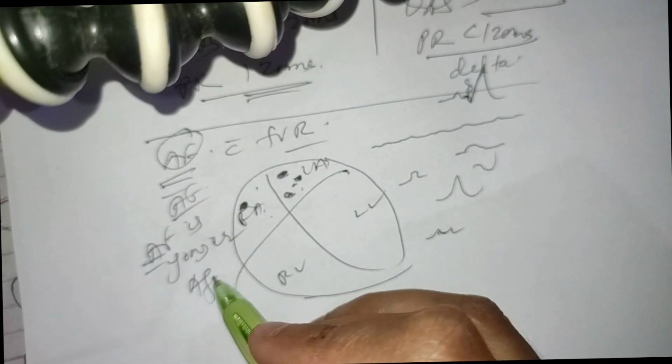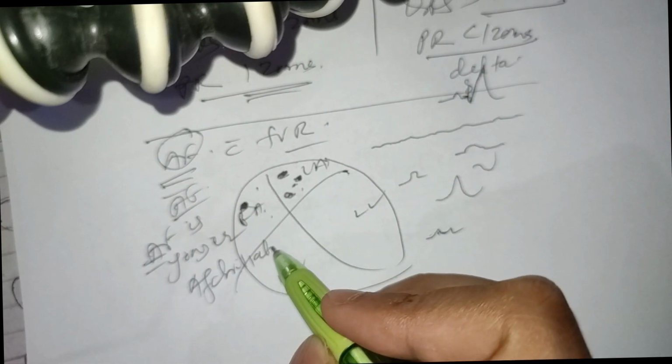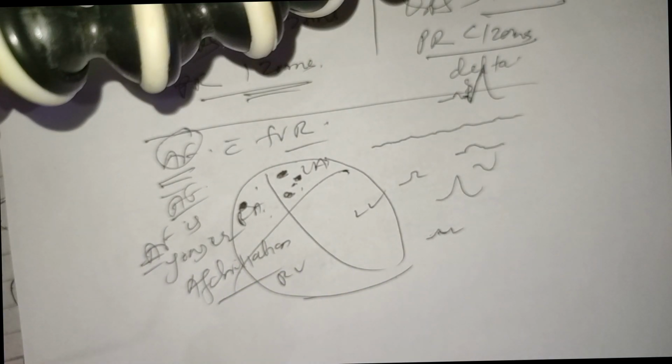But you can say atrial fibrillation is a younger brother of atrial flutter. So if a patient has atrial flutter, then in due course of time in the future he can also go into atrial fibrillation, because atrial flutter is a milder version of the fibrillation.